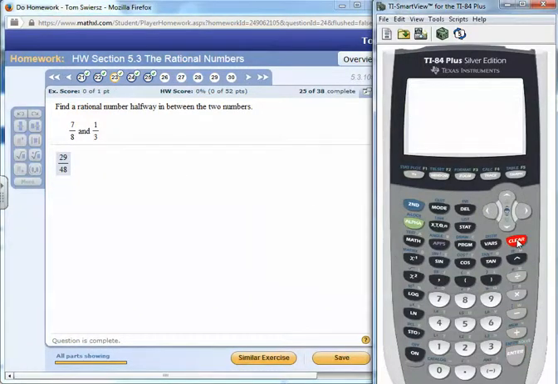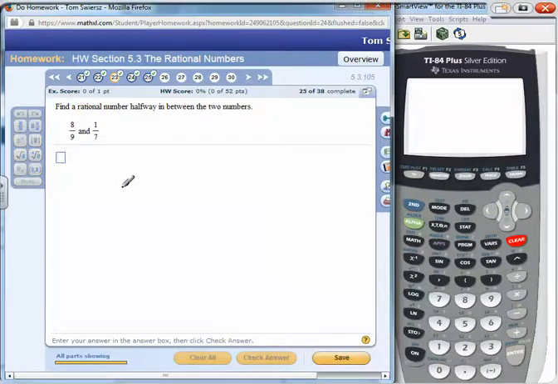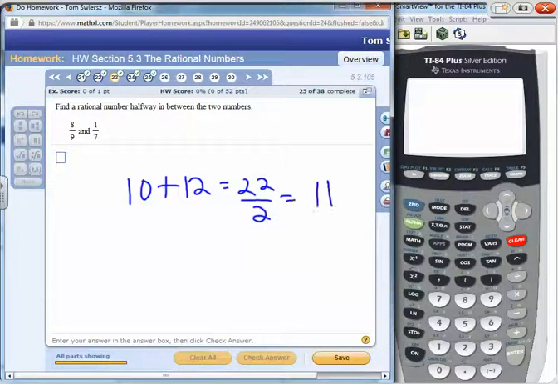Number 23. The number halfway between two numbers: you add them up and divide by 2. For example, with 10 and 12, you add up 10 and 12, which is 22, divide by 2 is 11. You're just taking your average. So you're just adding up, divide by 2.